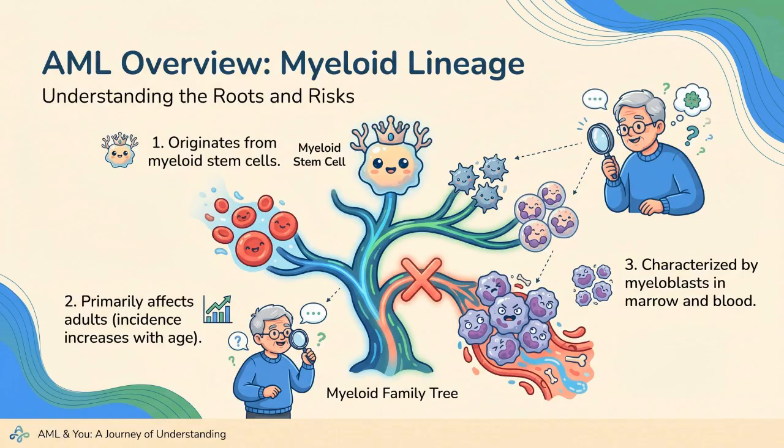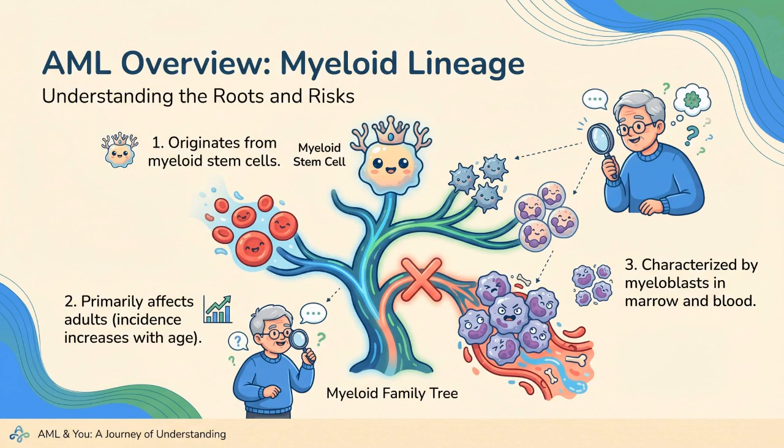While AML can occur at any age, it's often seen in adults, with the incidence increasing significantly with age. In fact, it's the most common acute leukemia in adults. The clinical presentation of AML is often characterized by symptoms directly related to bone marrow failure, such as fatigue due to anemia, infections due to neutropenia, and bleeding due to thrombocytopenia. Diagnosis relies on identifying at least 20% myeloblasts in the bone marrow or peripheral blood, along with specific morphological, cytochemical, immunophenotypic, and genetic features that help us classify the various subtypes of AML.